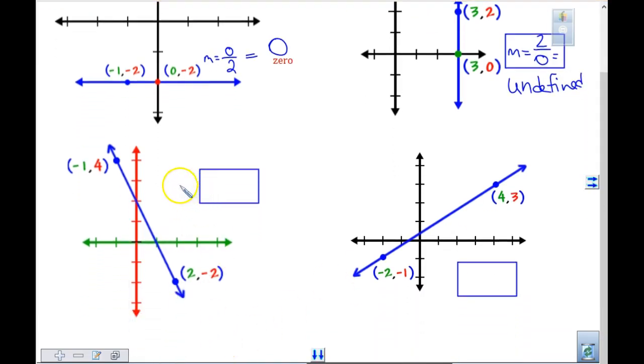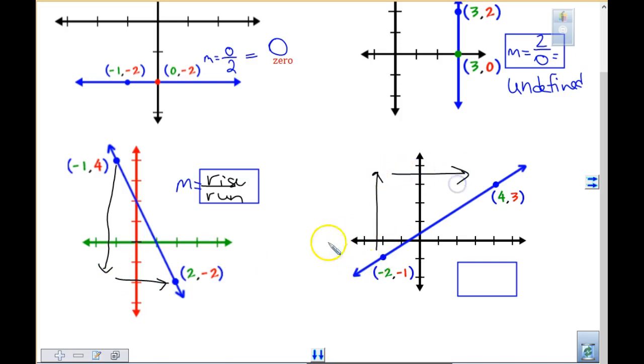So try these next two. My hint is, as you are looking at those, you might want to write the words rise over run. And I want you to just check with your shoulder partner. Just count how far you went down and over. Or again, you could count up and over. And just count your units looking at where those two are. For this first one, what did you use for your rise?